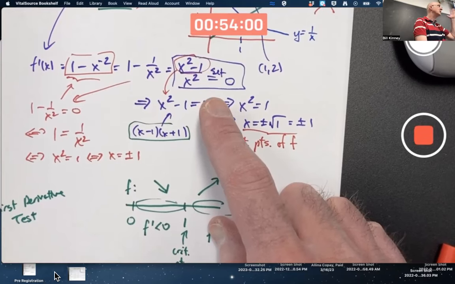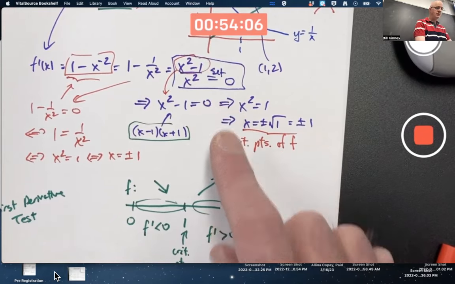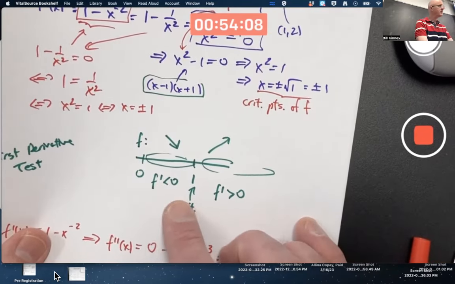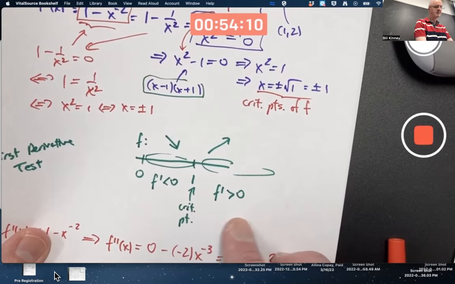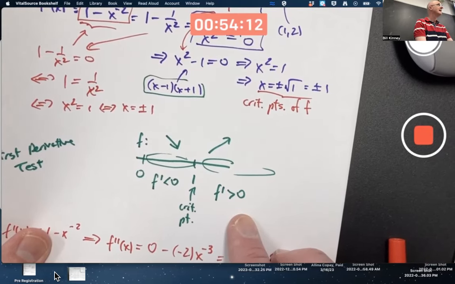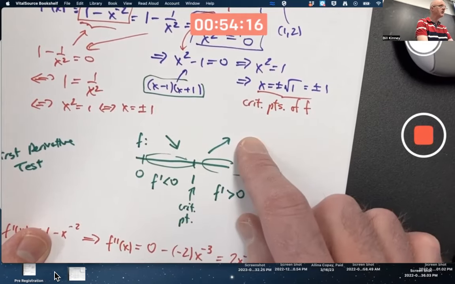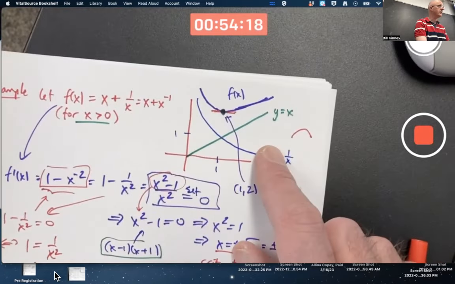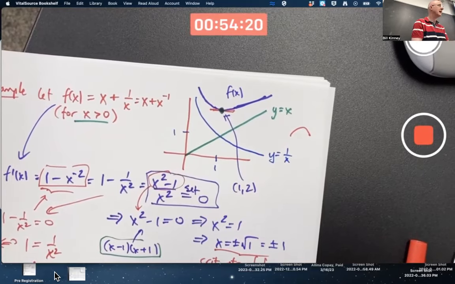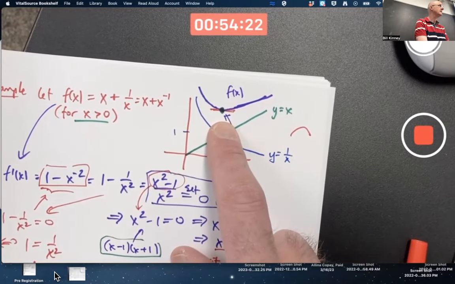I just imagine that you could literally plug numbers in if you wanted to and compute the value of f prime. You would get a negative number when the inputs are between 0 and 1, and you get a positive number when the inputs are bigger than 1. That means the function's decreasing over here, then increasing over there, as we saw here. That's an official confirmation that that is a low point.